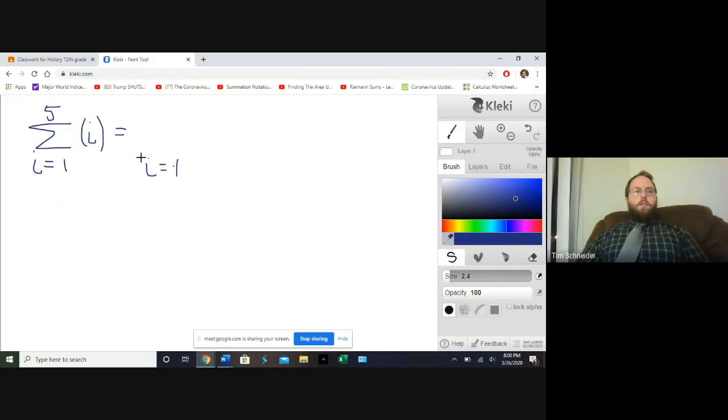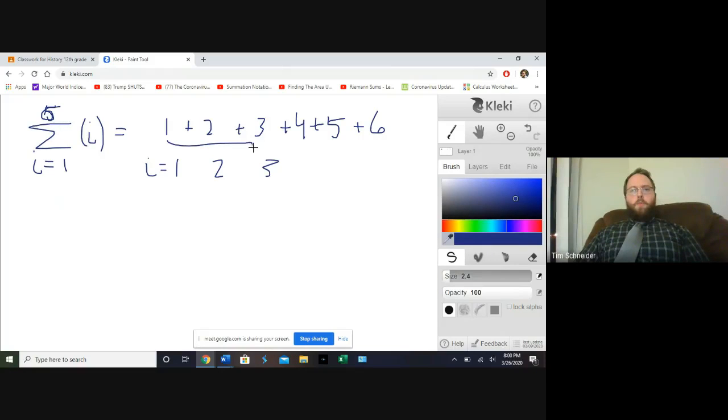So I starts at 1, so you're taking the sum of I, which is 1 in this case. And then it goes to 2, so you're adding 2 the next time. And it goes to 3, so you're adding 3 the next time, and so on. 4 and 5. Let's actually go to 6. So what is this? Well, 1 plus 2 is 3, plus 3 is 6, plus 4 is 10, and then 5 plus 6 is 11, so this is 21.